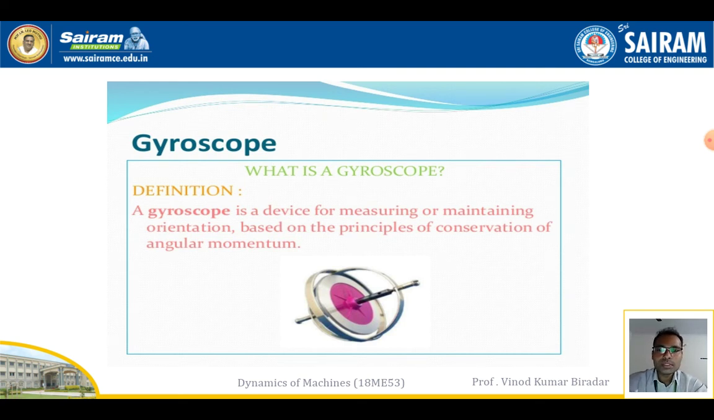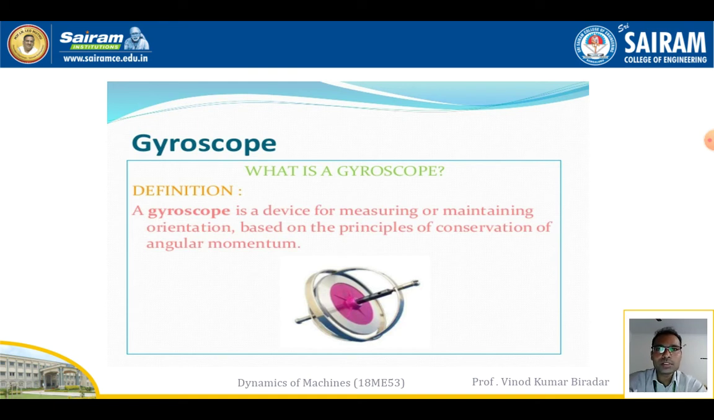A gyroscope is a device used for measuring or maintaining orientation, based on the principle of conservation of angular momentum. Gyroscopes are used in almost all areas such as aerospace, in planes, ships and so on. These are some of the uses of the gyroscope. So this is the definition of the gyroscope.